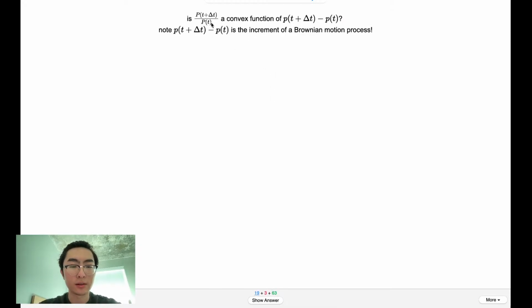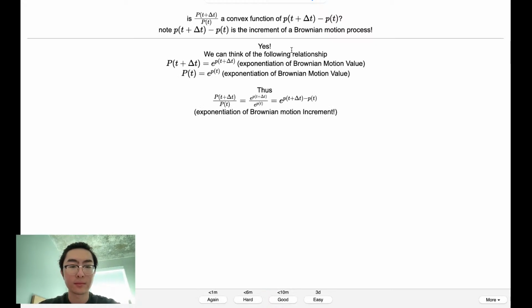Is P of t plus delta t over P of t a convex function of P of t? Okay, yeah, so we had just described that this is a convex function because we're exponentiating the increment itself. Oh, P of t. Okay, so P of t is equal to e to the t plus delta t, and then we divide it by.